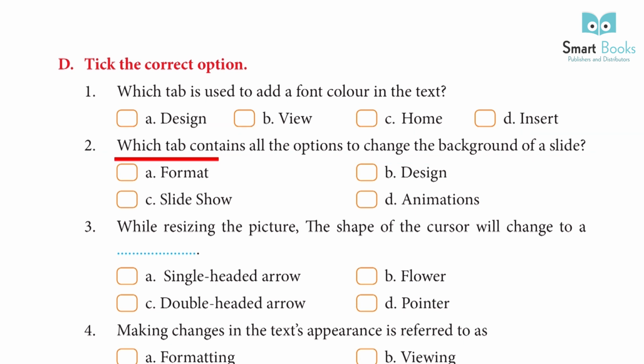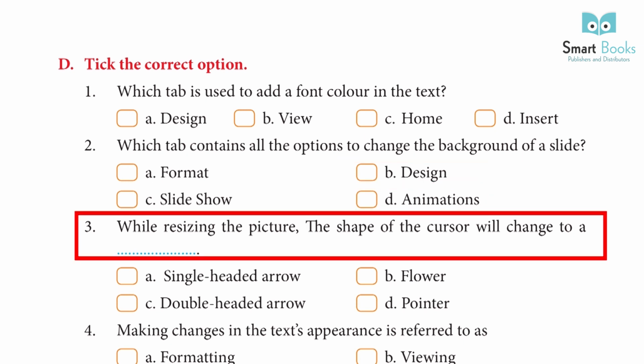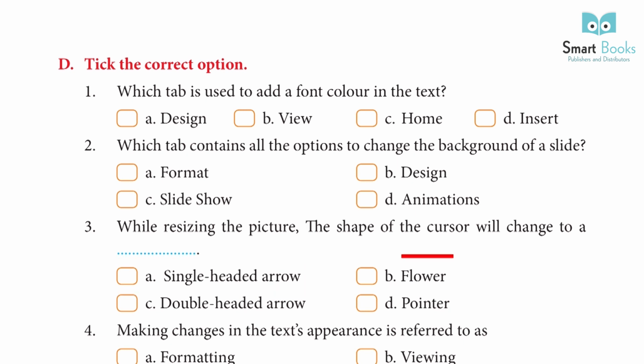Answer: A. Format. B. Design. C. Slideshow. D. Animations. Answer: B. Design. 3. While resizing the picture, the shape of the cursor will change to a dash. A. Single-headed arrow. B. Flower. C. Double-headed arrow. D. Pointer. Answer: C. Double-headed arrow.